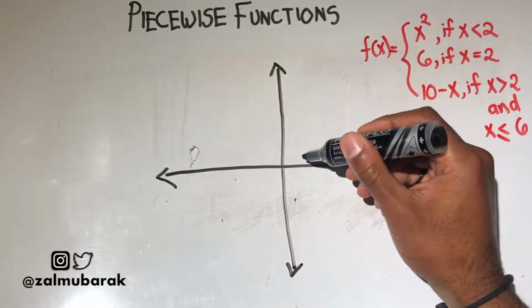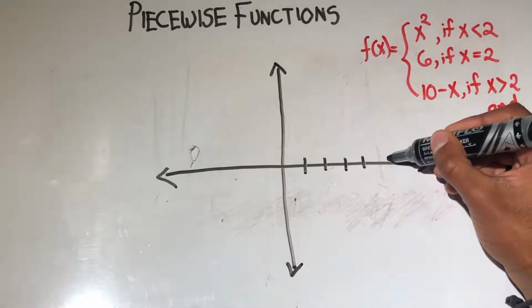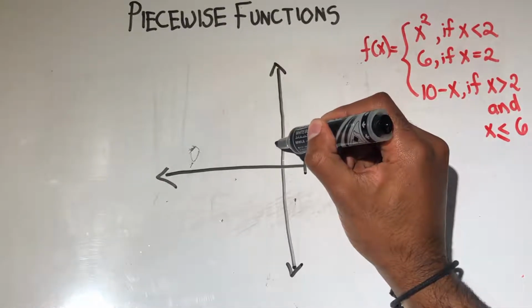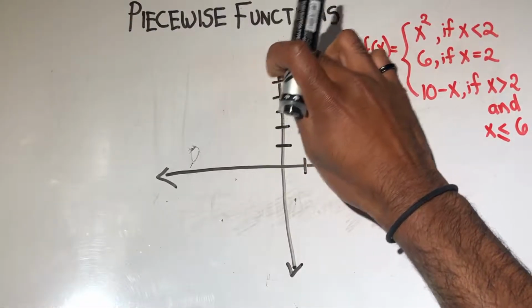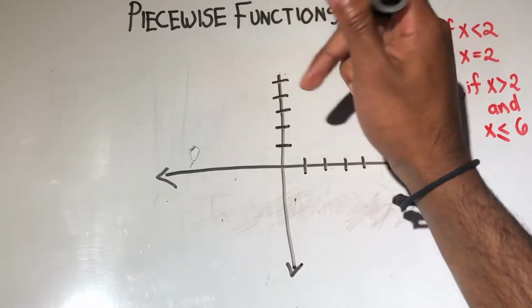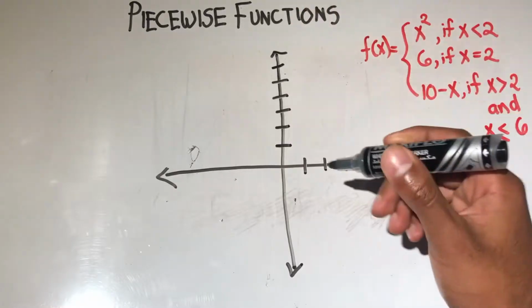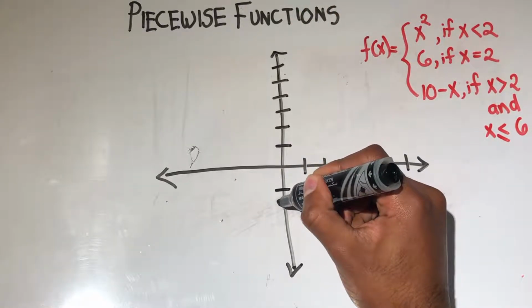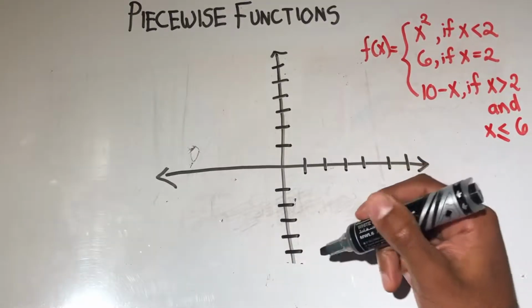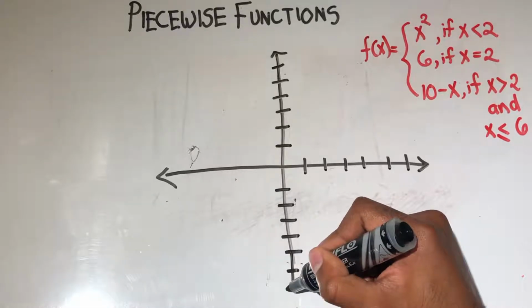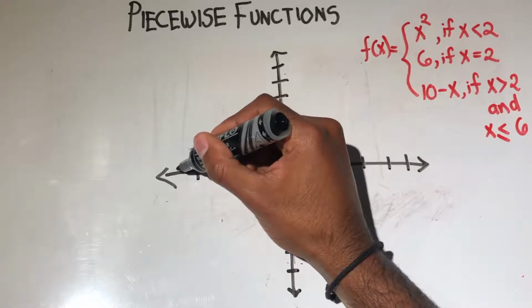We can mark off the increments, let's say 6 on each side. 1, 2, 3, 4, 5. I'm gonna make some space here. 6. We have 1, 2, 3, 4, 5, and 6. And 1, 2, 3, 4, 5, and 6.